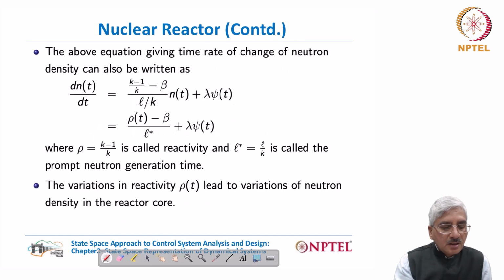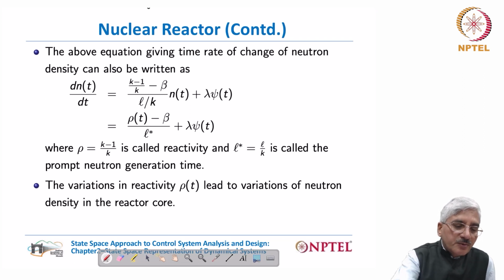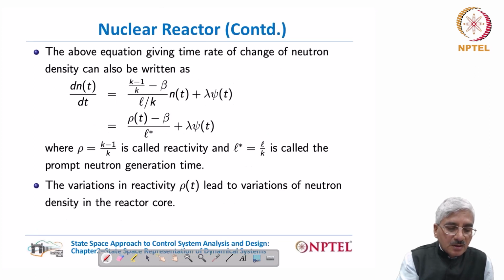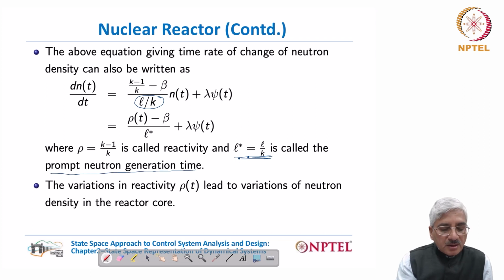Next slide, we do a little more simplification. We further manipulate this term. This is K minus K beta minus 1. So we write it K minus 1 divided by K, and that K we take in the denominator with L here. And this L by K is another quantity which is called the prompt neutron generation time.